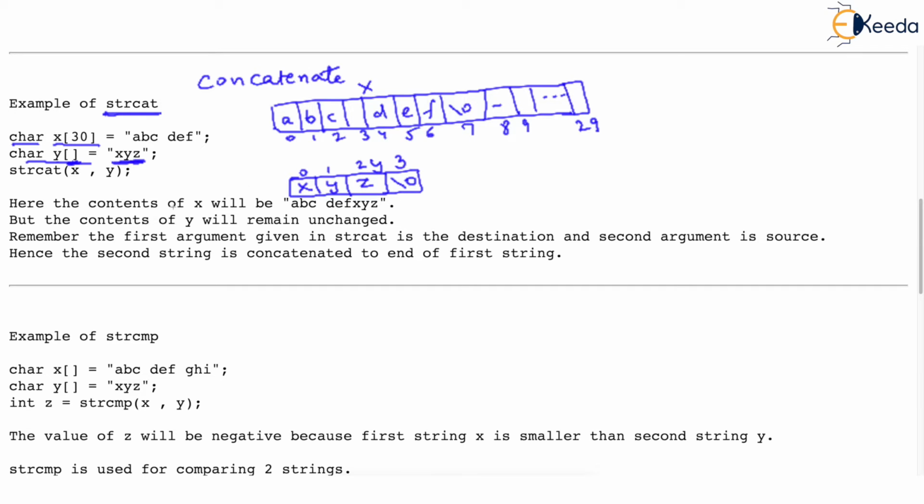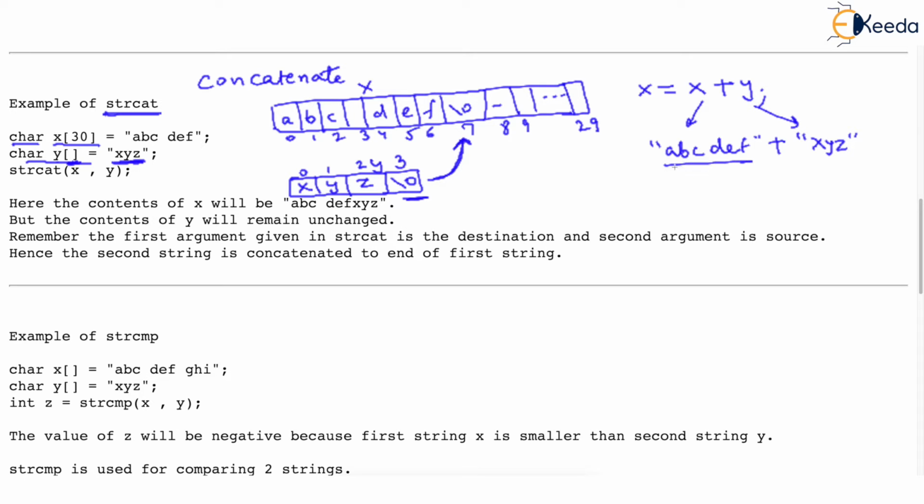Now, what is our aim? Our aim is that whatever is there in array Y should be appended to X. That is, Y should be concatenated with X. That is, X should become X plus Y. Just check, X is ABC space DEF, correct? Plus Y is XYZ.